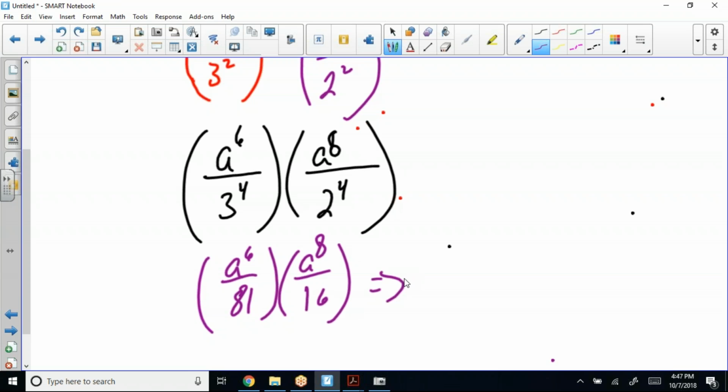Folks, when we multiply fractions, that's going to give us a to the 14th, because when we have like bases, a and a raised to a power, we add them, over 81 times 16, which is 1296, and that is as much as we can do to that.